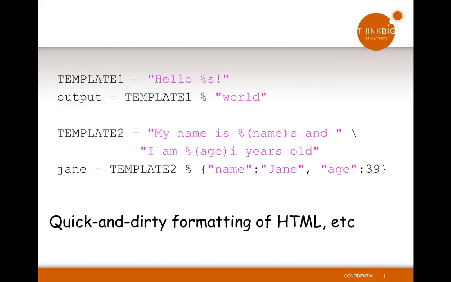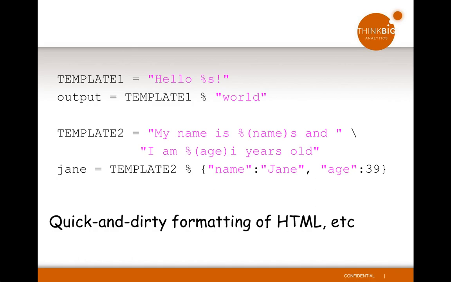Here's some other simple examples. You can do string formatting. One of my favorites here is at the bottom where I say Jane is equal to template2 % name goes to Jane, age goes to 39. That lets me substitute in those fields in multiple places in the string.